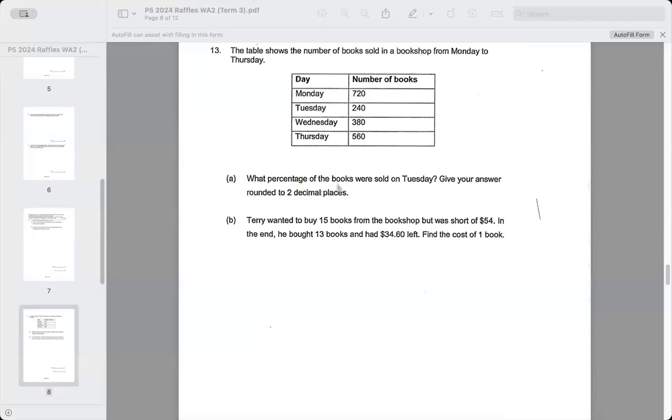So to find what percentage of the books were sold on Tuesday, the formula that we need to write down is Tuesday out of the total times 100%. The formula is always what you want out of the total if they're asking what percentage of the total. We know Tuesday is 240, but we do not know the total books sold, so we have to find that first. So total books, for part A.